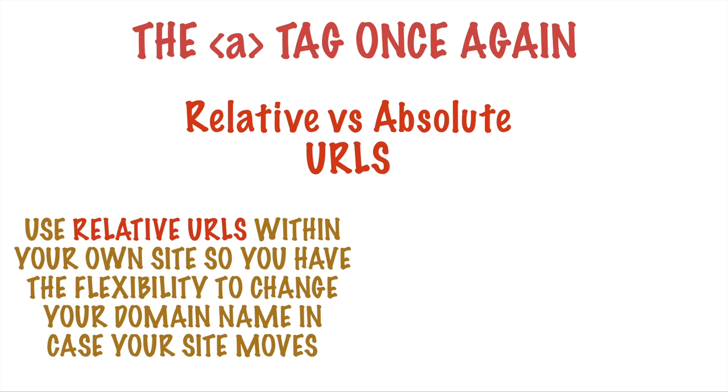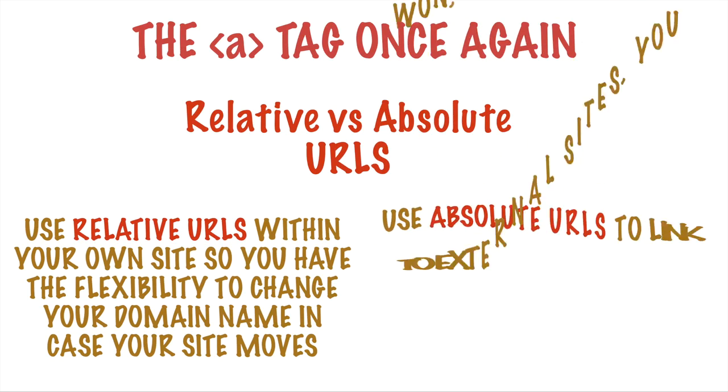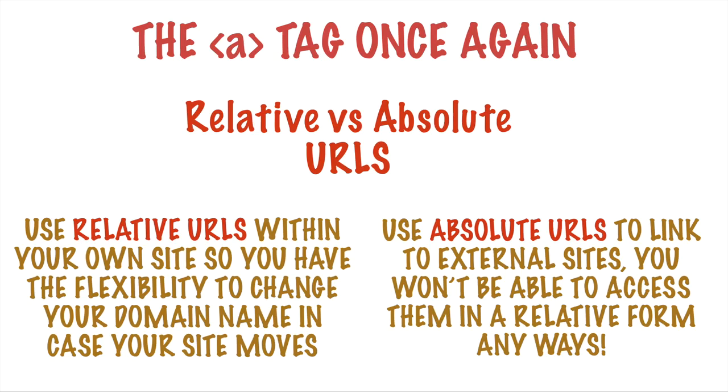Use relative URLs when you are referring to pages within your own site. This will give you the flexibility to change your domain name, and this will work seamlessly when you copy your web files from your local test environment to the production web server.